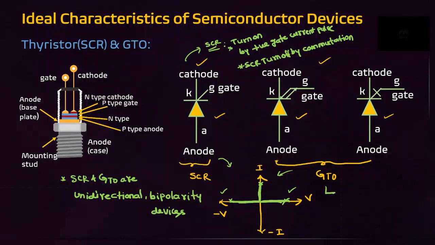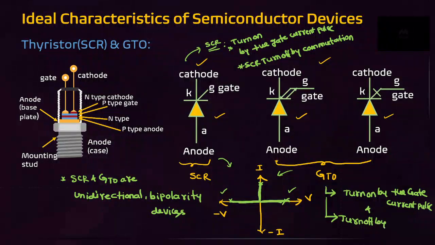Then what about the GTO? GTO is turned on by a positive gate current pulse. And GTO is turned off by a negative gate current pulse. That's why GTO is a fully controlled device.